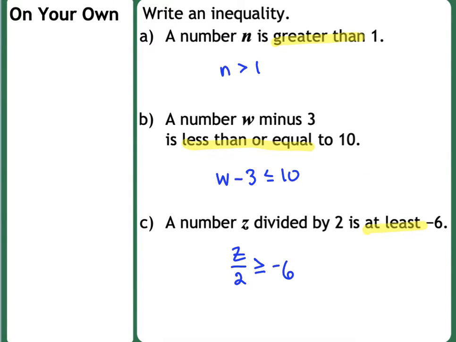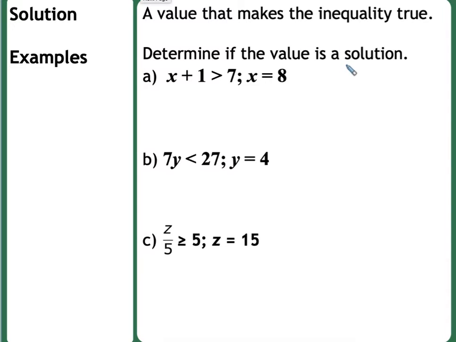Alright, let's look into testing solutions. So a value that makes the inequality true is a solution, just like equations. And just like equations, we substitute in what we are testing in terms of the solution and see if we get a true statement. So it's as if someone has already solved this inequality and we think that x is equal to 8. Now we're testing it to see if that's true. So we substitute in 8 for x, and then we work down to do the math.